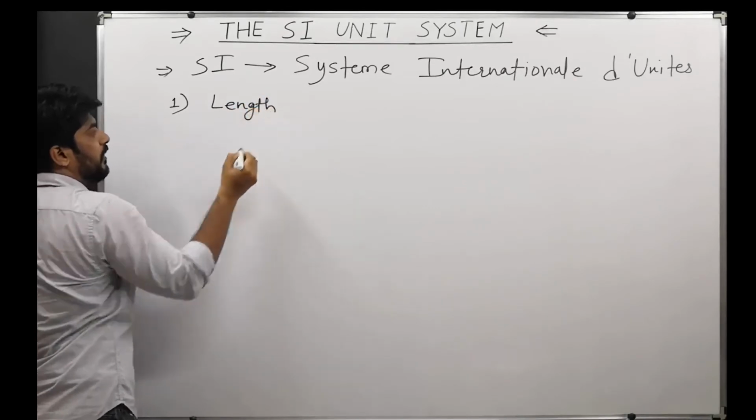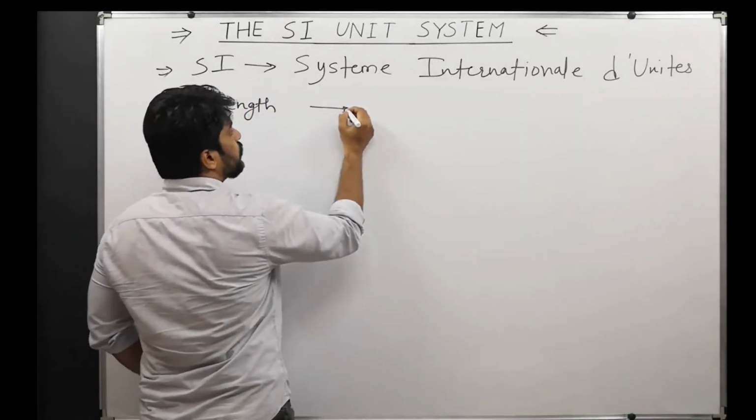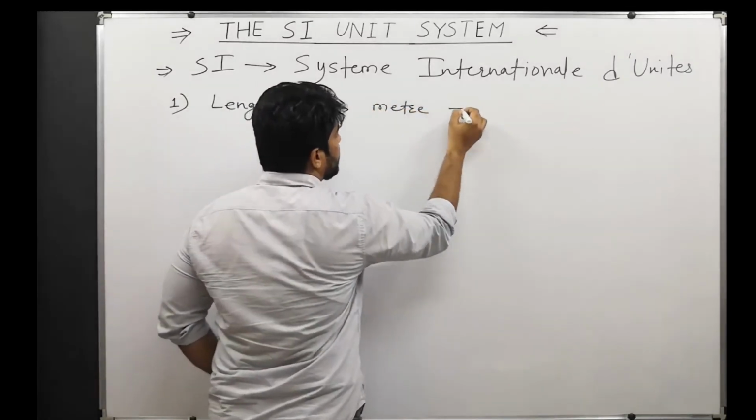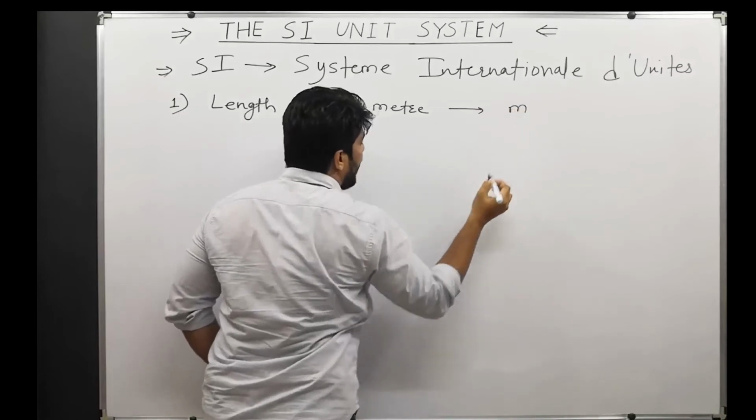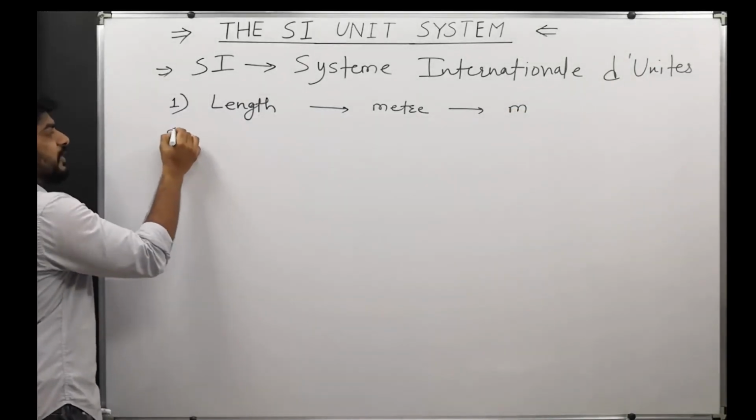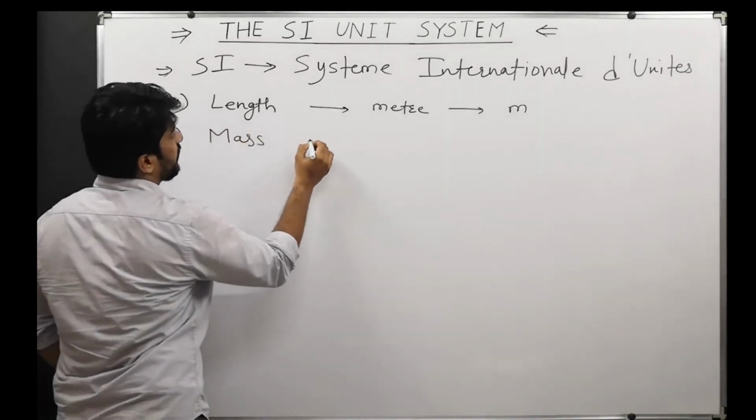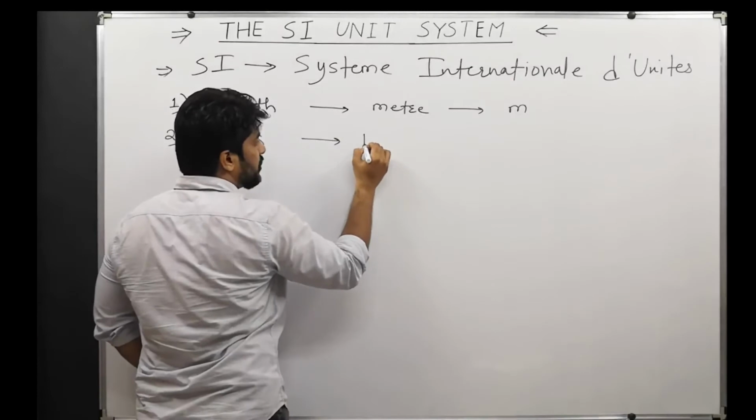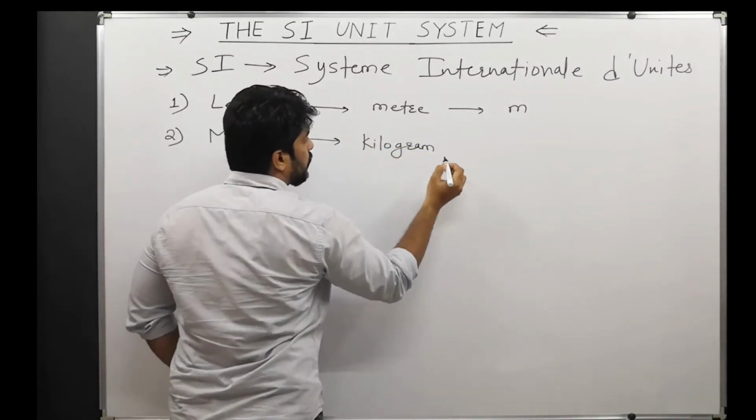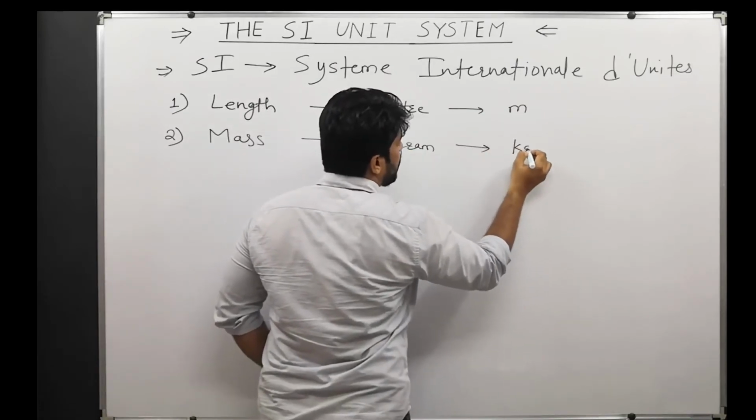Length will have a unit of meter, as we know, and its symbol is small m. So this is length. Then the second physical quantity is mass. The fundamental quantity, mass. It has a unit of kilogram, and it has a symbol of kg.